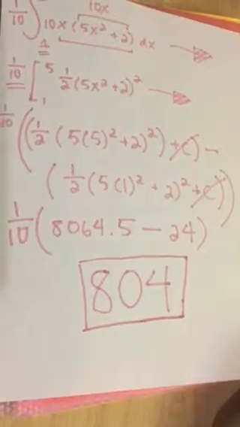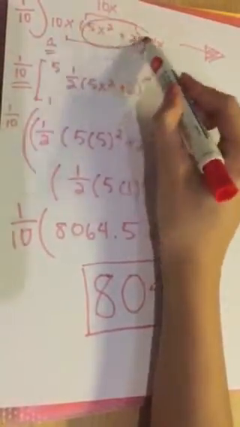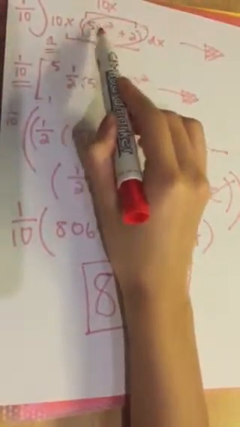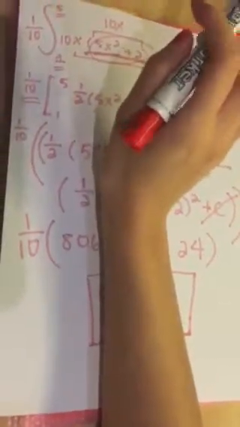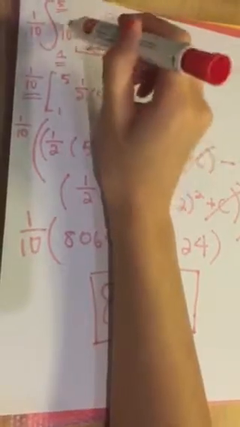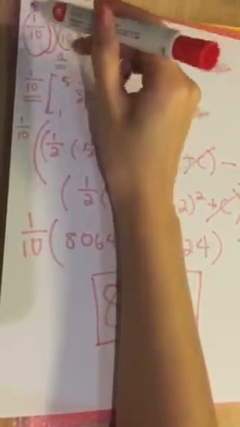So in this video, just to wrap up, we focused on using the anti-chain rule to find the integral. Just make sure that the derivative of this function is present somewhere within the integrand, and if not, then you can easily add a constant, but make sure to account for the constant outside.